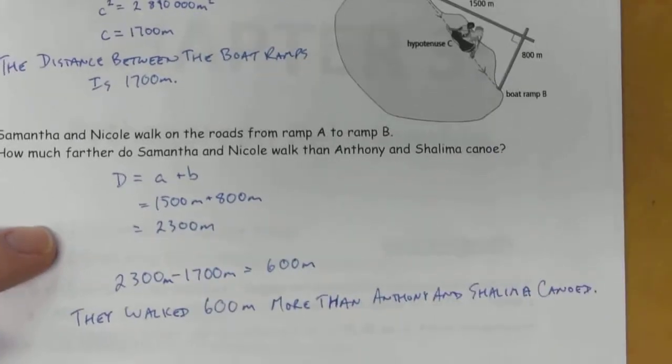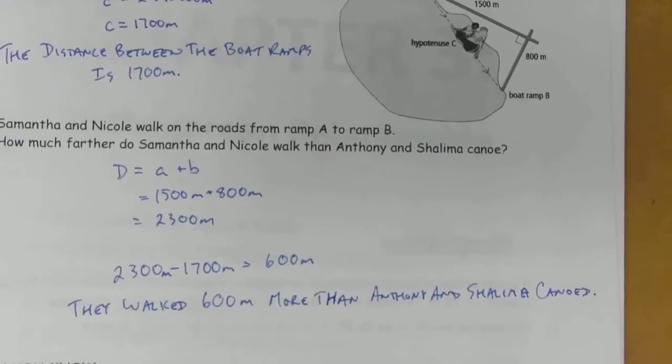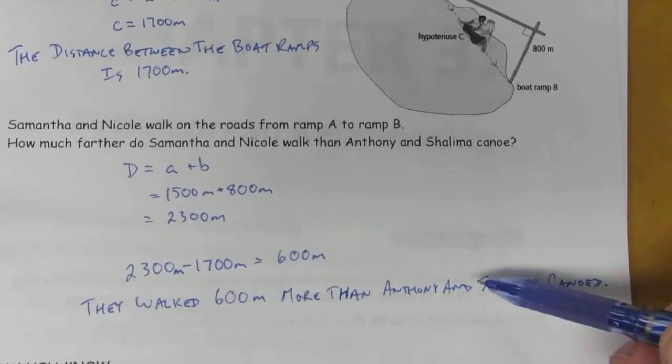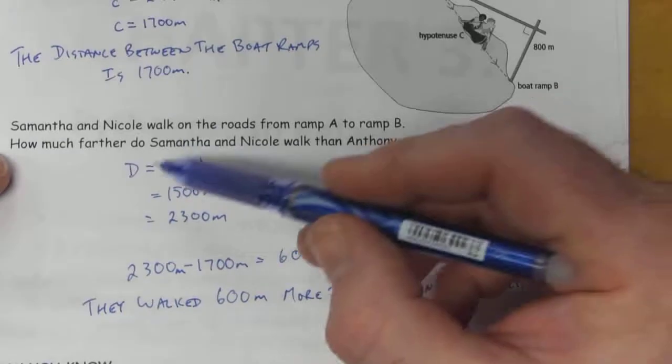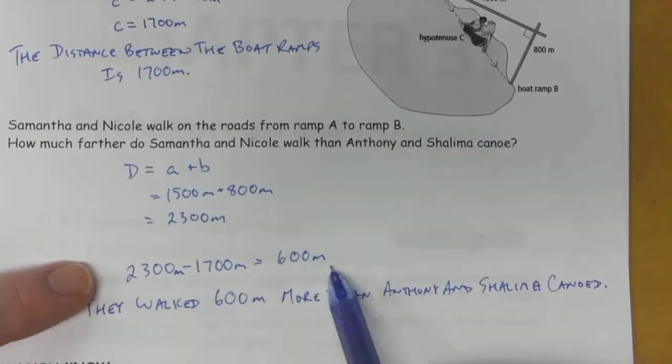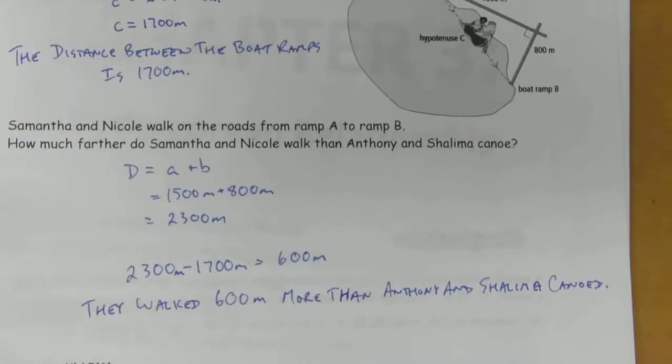All right. So that's the process there. Make sure you read the questions so that you know what your final answer is supposed to be. Don't just stop at figuring out what the distance was they walked. You need to figure out what the difference was between the canoeing distance and the walking distance.